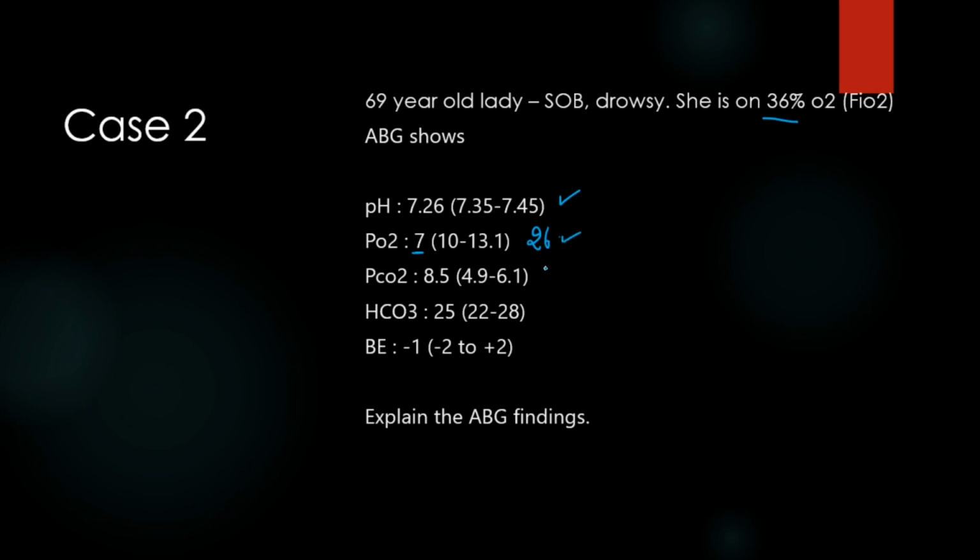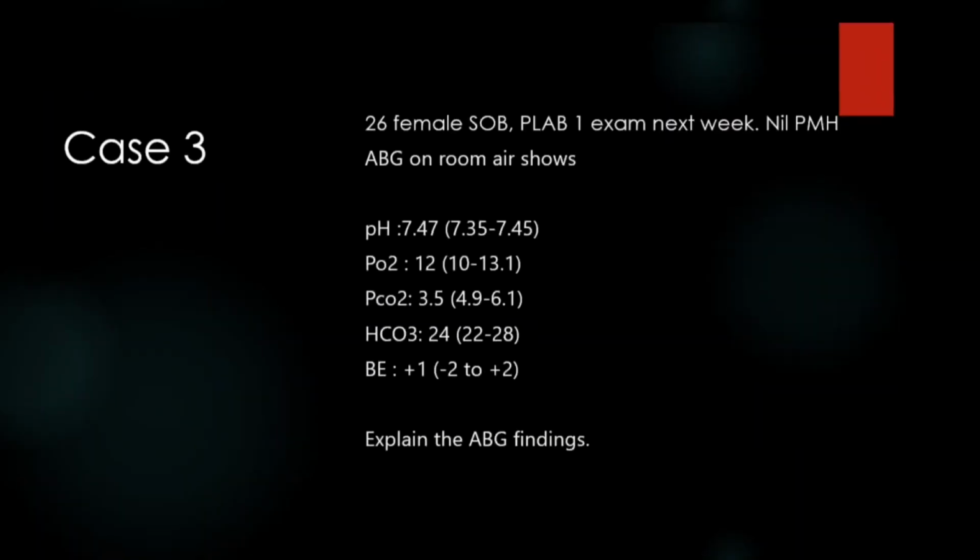Her PCO2 is also raised, so we know that this is a type 2 respiratory failure. And the bicarbonate levels are normal, and so is the base excess value. So this is a primary respiratory acidosis. I hope that makes sense. And she's also in type 2 respiratory failure. Let's move on to the next question now.